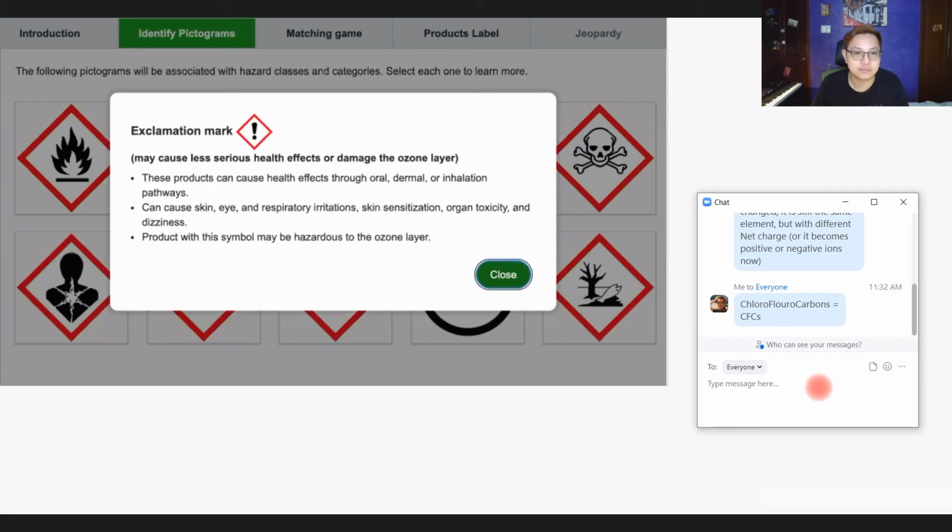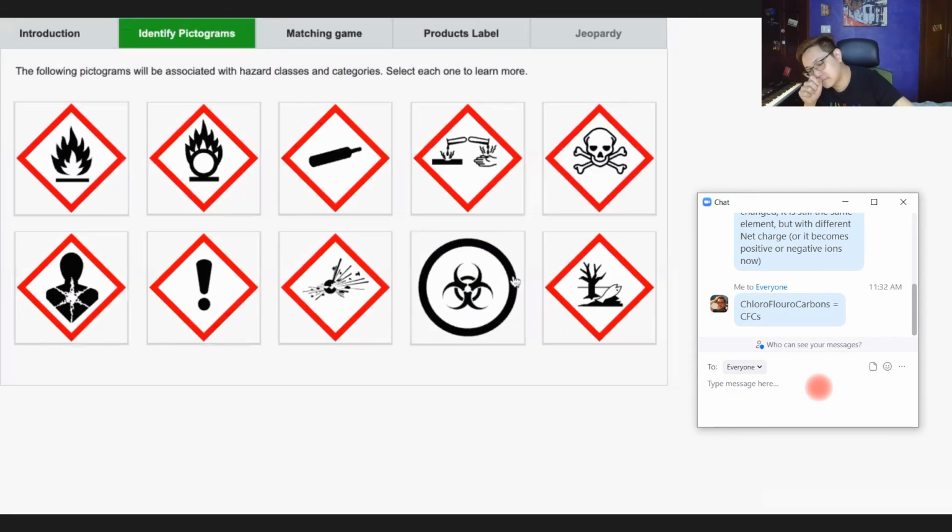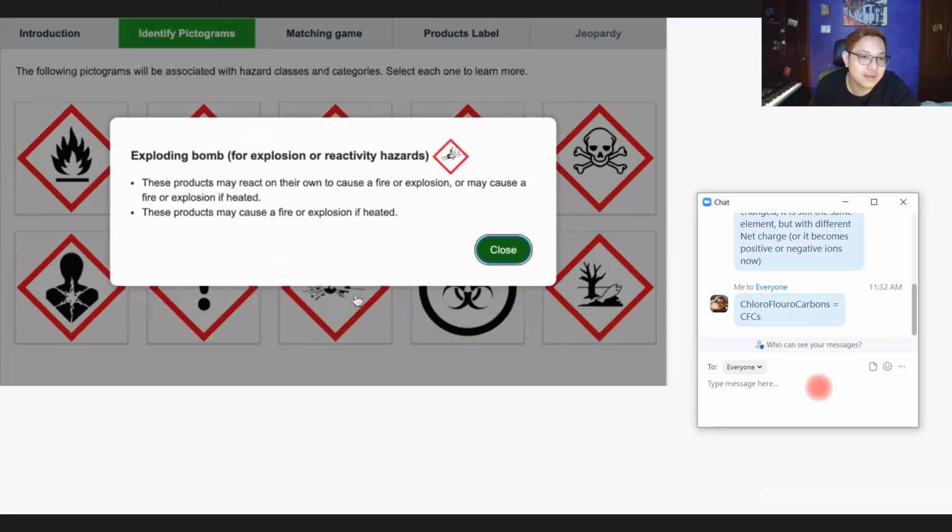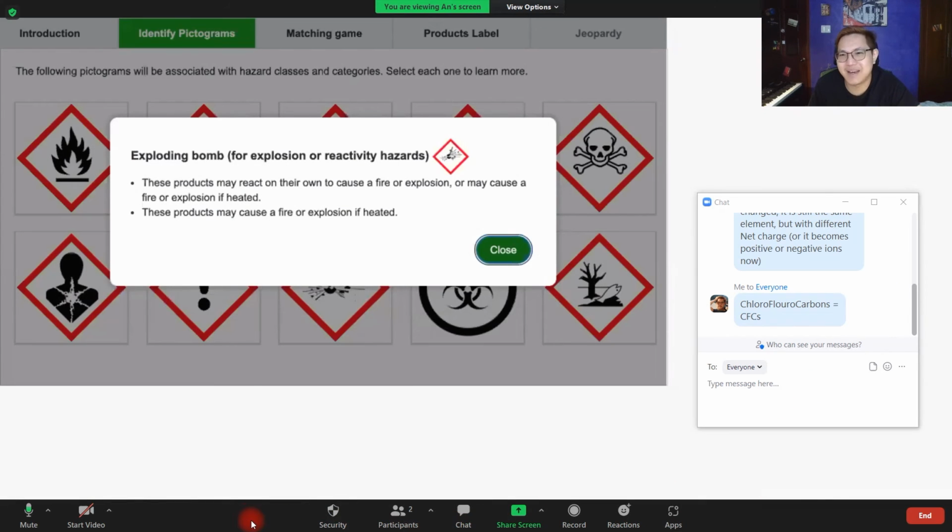Okay, let's continue. Exploding bomb. That's funny. It's like a nuclear weapon. No, not that bad. Okay, so explosion or reactivity hazard.